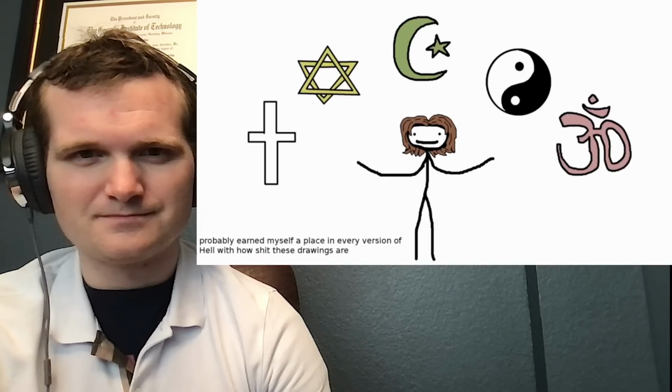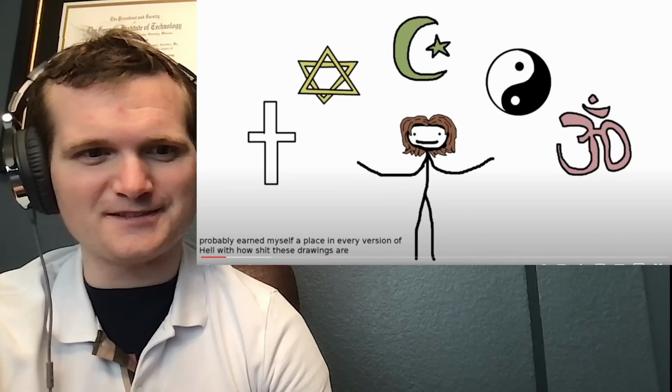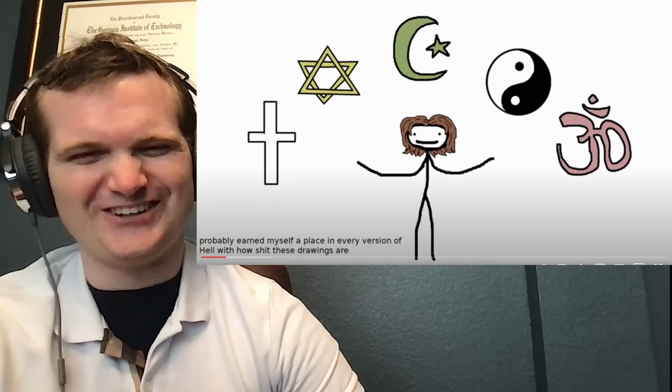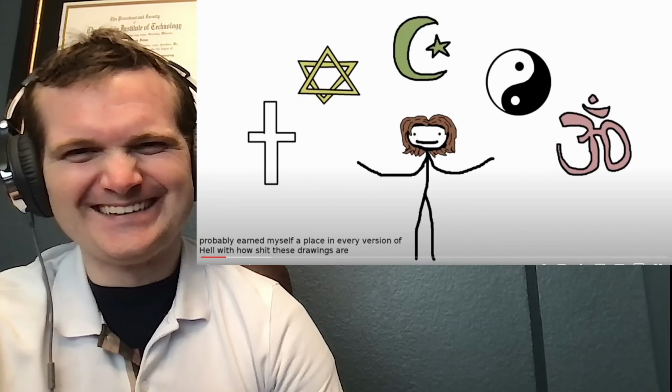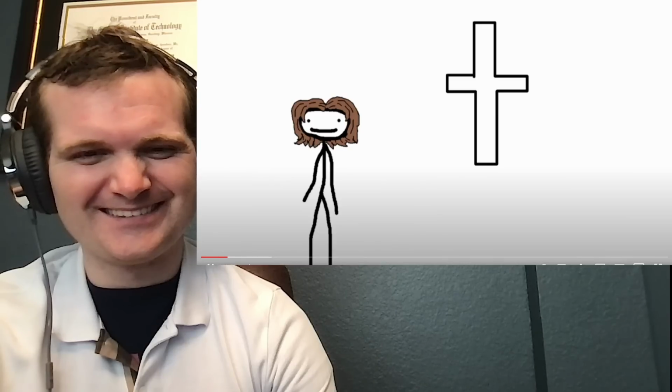Hey kids, it's That Happened Thursday. So today, I'll discuss where different religious symbols come from. Probably earned myself a place in every version of hell. Oh, that's good. First up is Christianity.